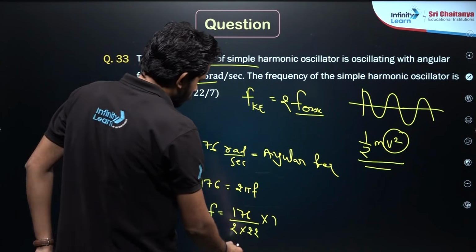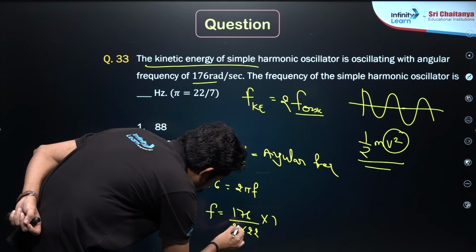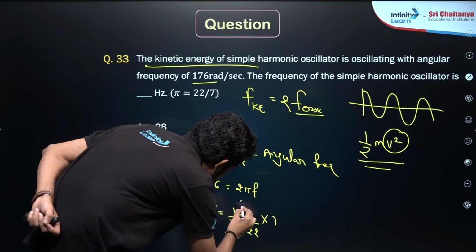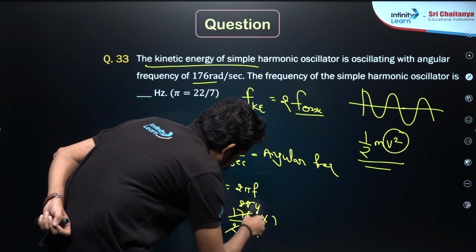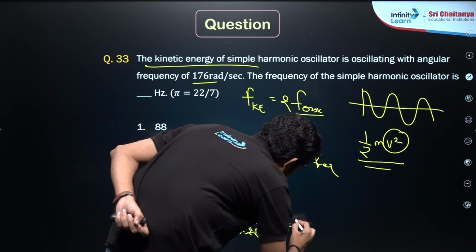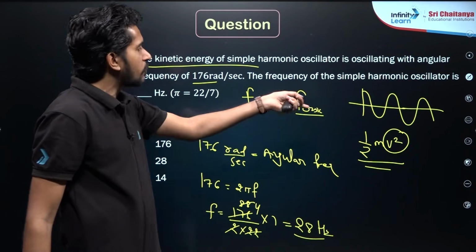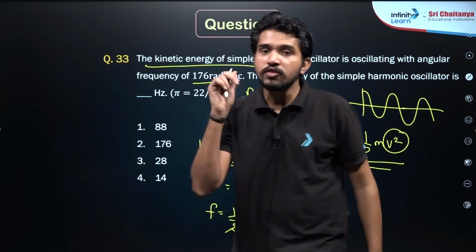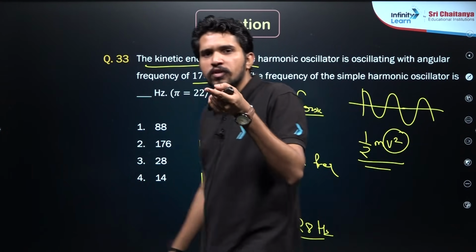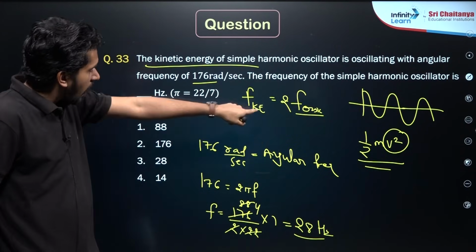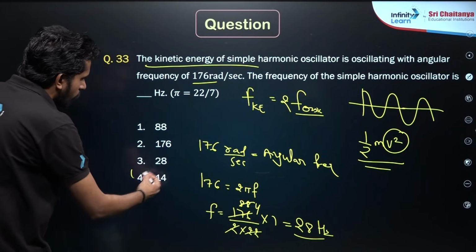So this value would be what? 176. So 88. 22 4s are 88. So 7 4s are 28. 28 hertz. So that's the frequency for kinetic energy, and that is twice the frequency of oscillations. So the frequency of oscillations would be half of the frequency of kinetic energy. So half of 28 would be 14.